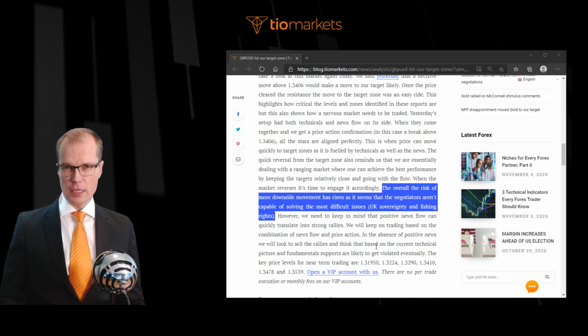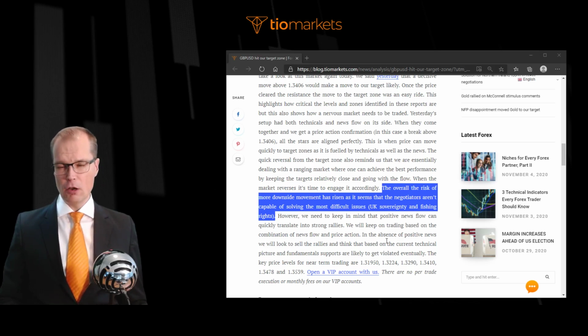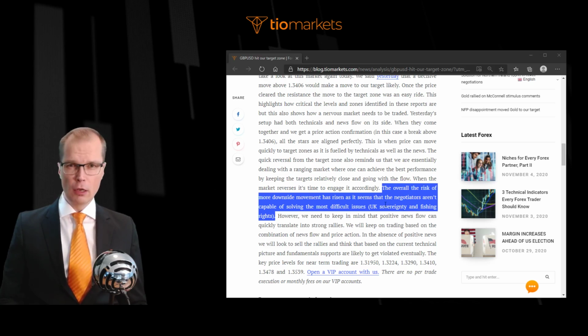The word eventually is there because we don't know if the market's going to go through the supports immediately or after a rally. Obviously, there's no way of knowing that. You just have to follow the price action and update yourself on the charts during the trading day. Now, when you have negative news flow and a negative technical picture, then obviously the rallies are more likely to get sold and also supports are more likely to get broken. And so let's go and see the live charts now.